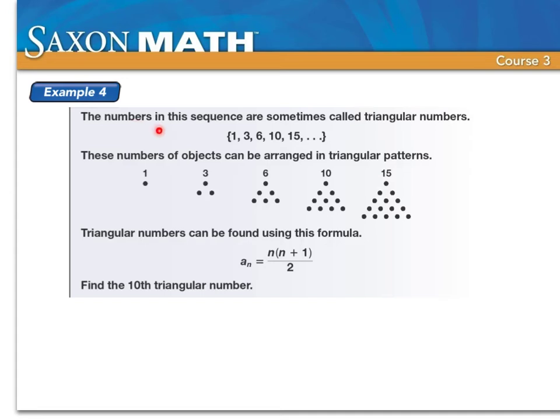Okay, example 4 says the numbers in this sequence are sometimes called triangular numbers. So if I look at this sequence, 1, 3, 6, 10, 15, okay, they're called triangular numbers because I can arrange their dots, except for 1, okay, I can arrange their dots to form triangles. So I can arrange 3 dots to form a triangle, I can arrange 6 dots to form a triangle, and 10 dots to form the triangle, and so on.